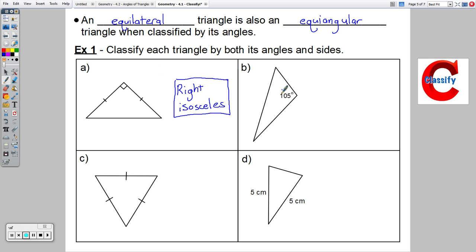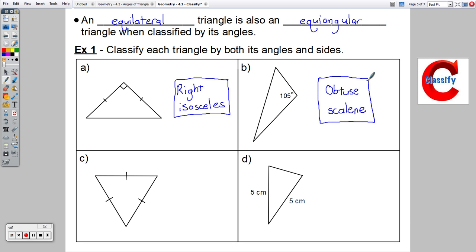On this one, you have an obtuse angle. That means it's an obtuse triangle when classified by its angles. And it looks like I don't have any markings on the sides. I don't have any information about the sides. And it appears they're all different. So unless you are given information, we would have to say it's scalene. I don't know if any of the sides are congruent, so I'm saying this is scalene. Boxing that in.